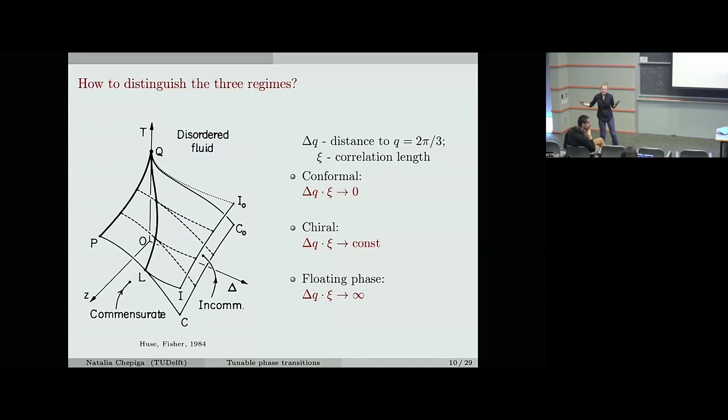And when the system goes through a Lagrange liquid phase, it first goes through a Kosterlitz-Thouless transition that is not affected by commensurability. What happens there is that delta Q doesn't change across the transition, but the correlation length, as we know, diverges exponentially. So the product of the two also diverges, and diverges fast.